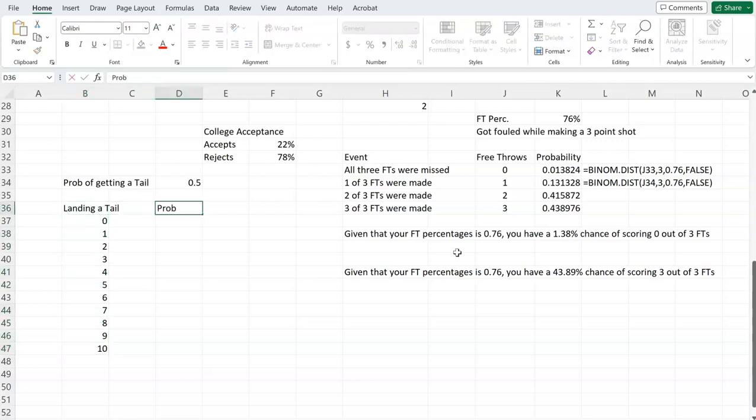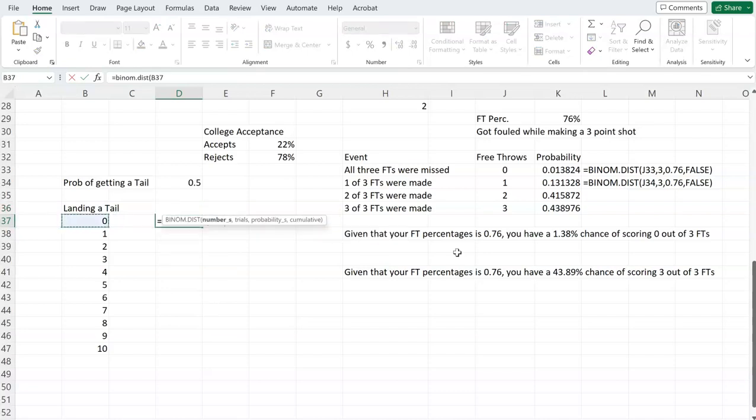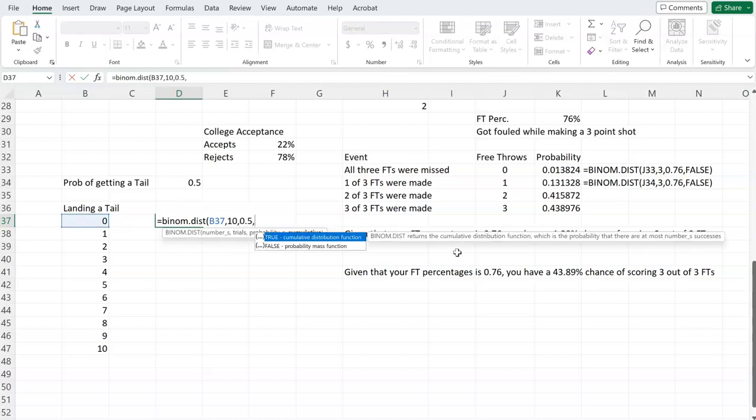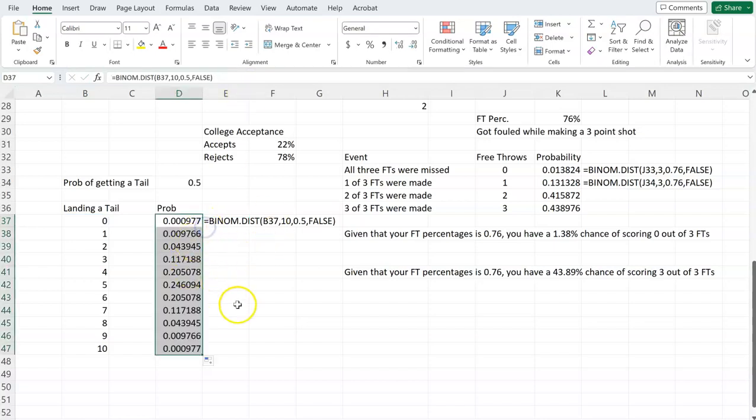So the probability, or let's just write probability, it would be equal to binom.dist. The number of successes is going to be the first number, 0, trials is 10, probability of success is 50%, and cumulative, let's just say, is false. And so the probability of getting no tails is very close to 0. And we can then copy it all the way down, and we get this probability.